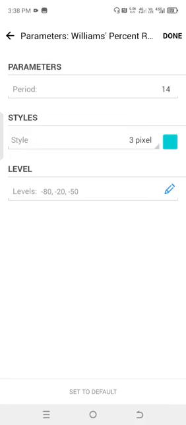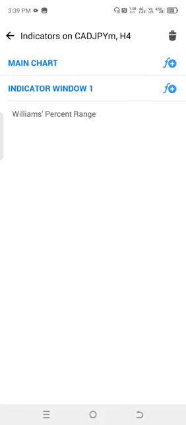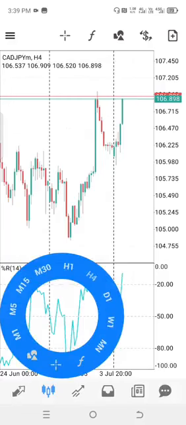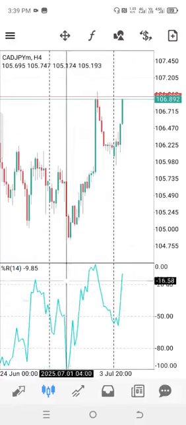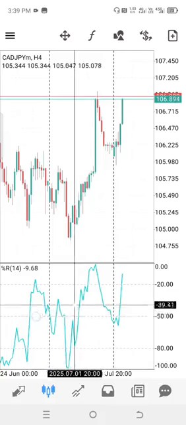Now, this is the Williams percentage indicator, and we're going to be working with a period of 14, style 3 pixels, levels minus 80, minus 20 and minus 50. When we're done, we add it to our chart. Now, just in case you're new to this indicator, this is the Williams percentage range indicator.